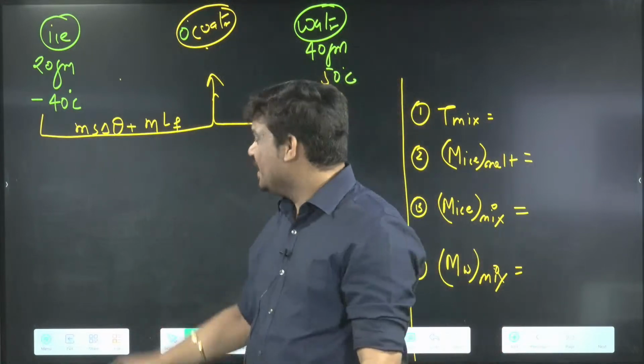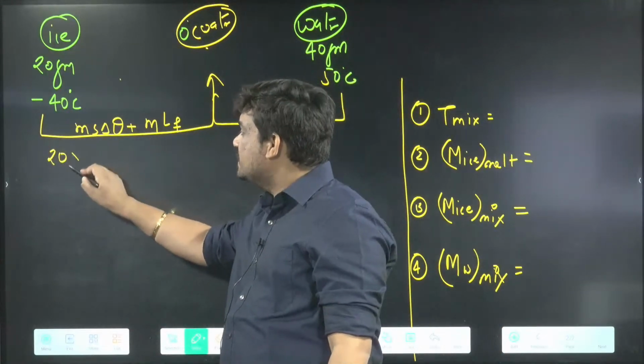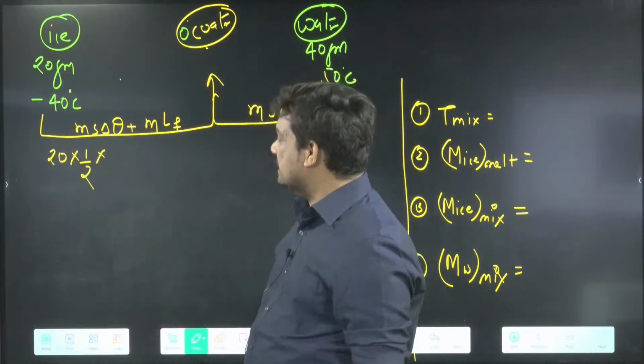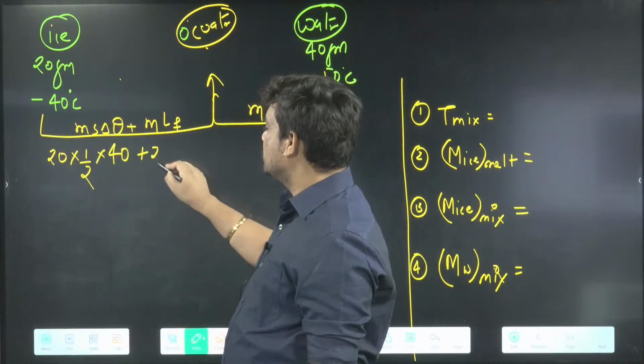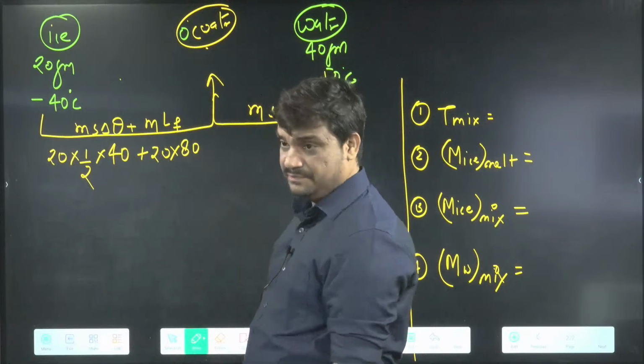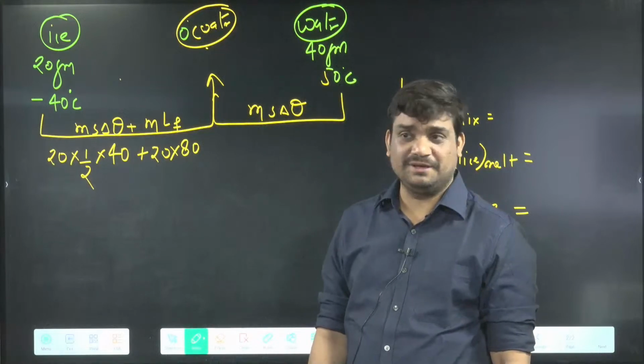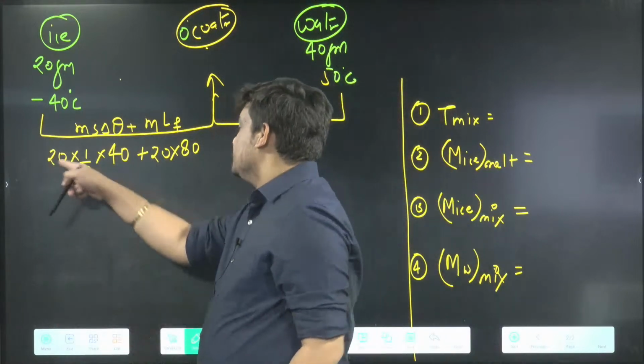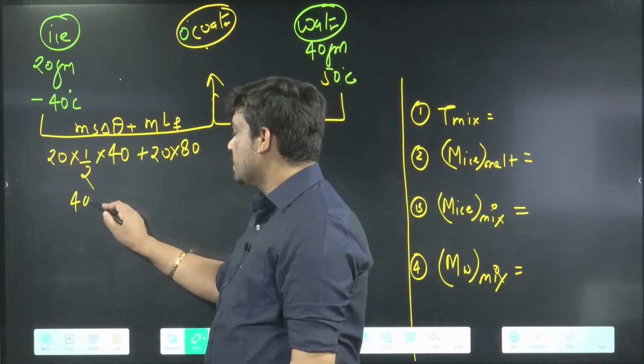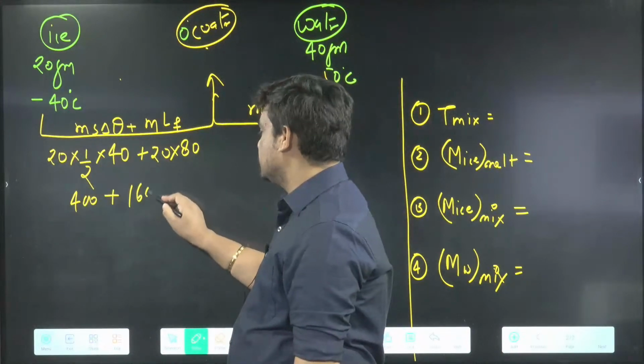Lag is there. So we can say mass will be 20, S is half, delta theta will be 40. This is 20 into 80. Yes, lag might be there because internet connectivity is not so great. So we can say this becomes 10, so it is 400 plus we can say this is 1600.